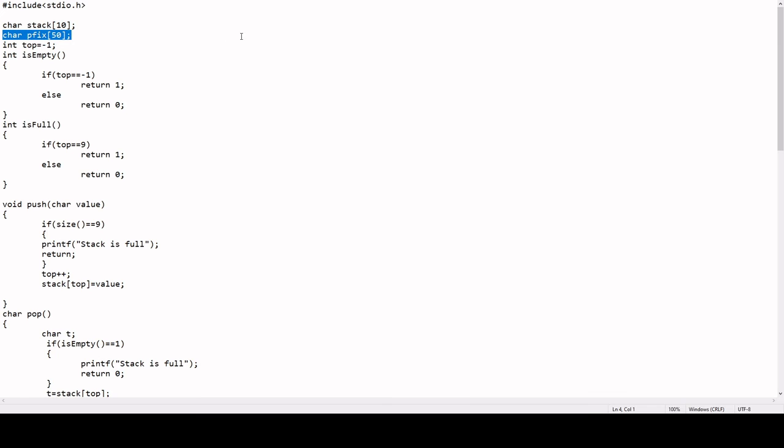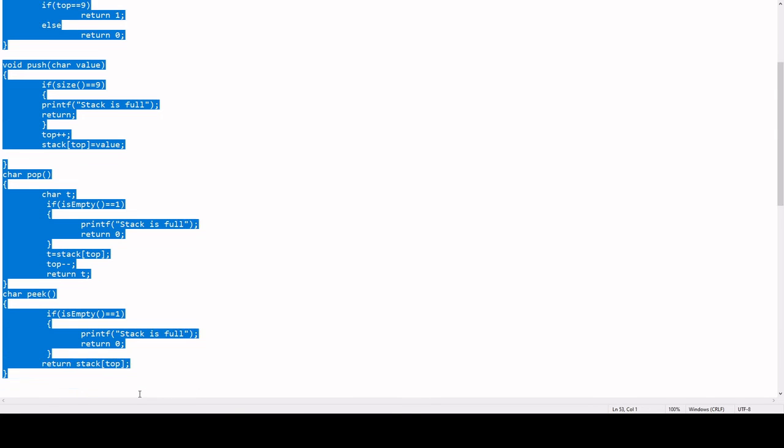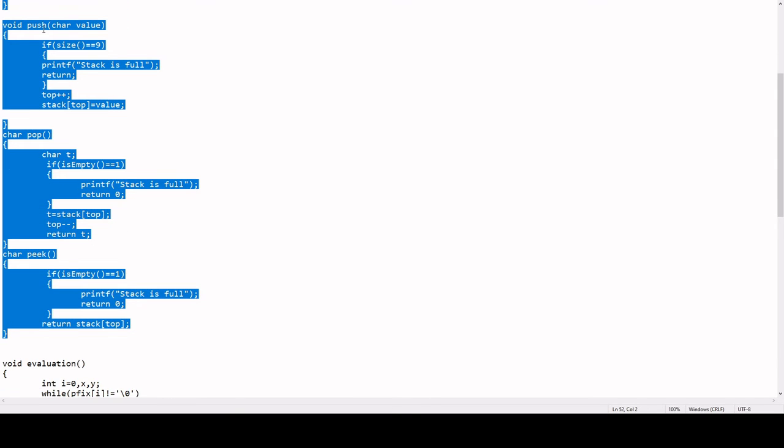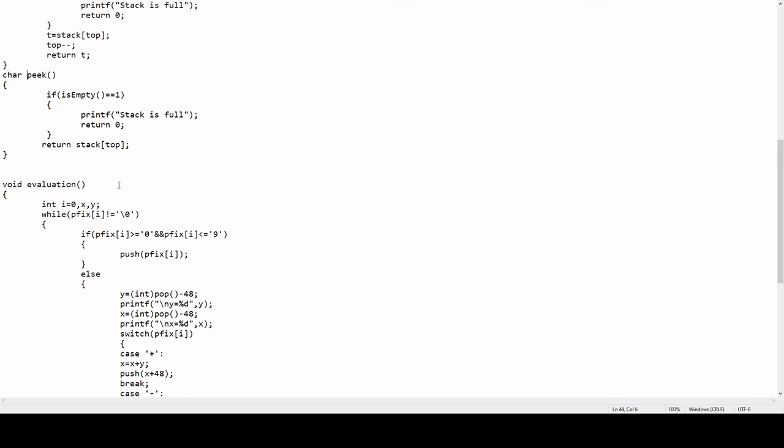This is a postfix array which is going to store a postfix expression, followed by top, which is used for a stack, initialized with -1. This part remains the same as in the previous case. Conversion of infix expression to a postfix one, wherein we have designed a function push which accepts a character value and this value is pushed onto a stack. Similarly, pop returns a character and peek also returns a character.